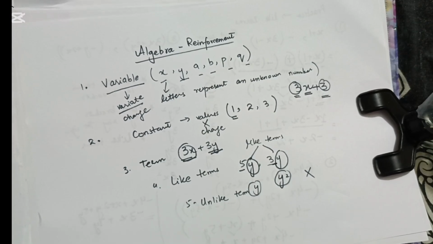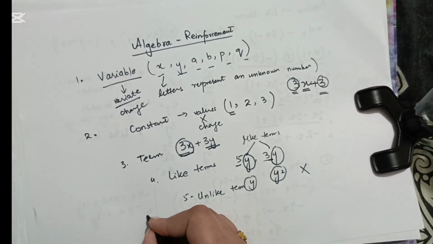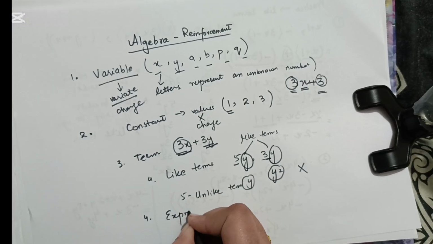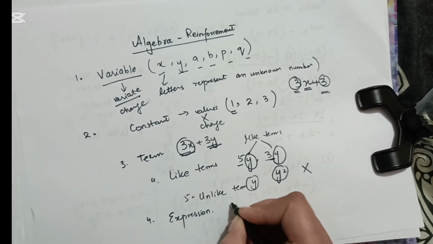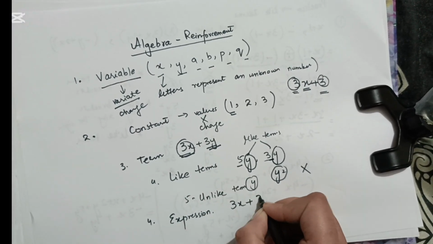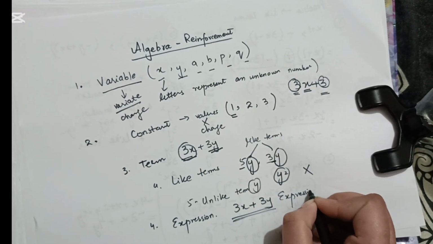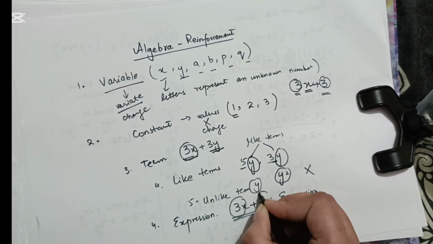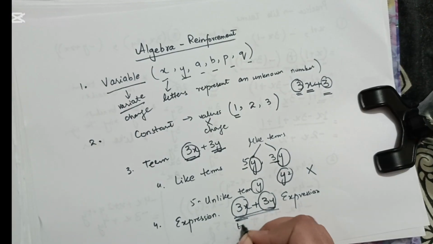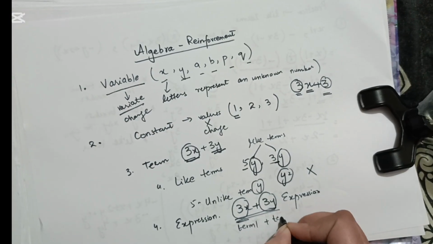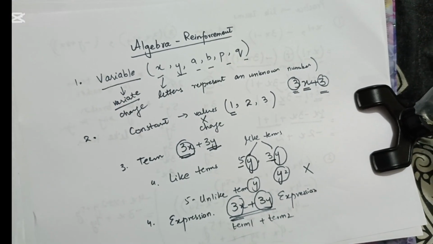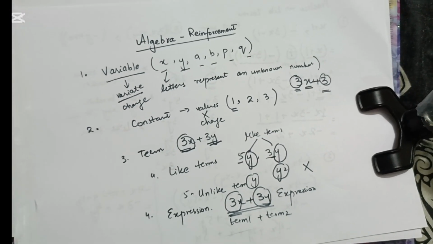Okay, next is expression. Expression is a combination of terms, right? If I am writing 3x plus 3y, this whole makes an expression, and this is made up of two terms, term 1 plus term 2. So a combination of terms is called an expression.